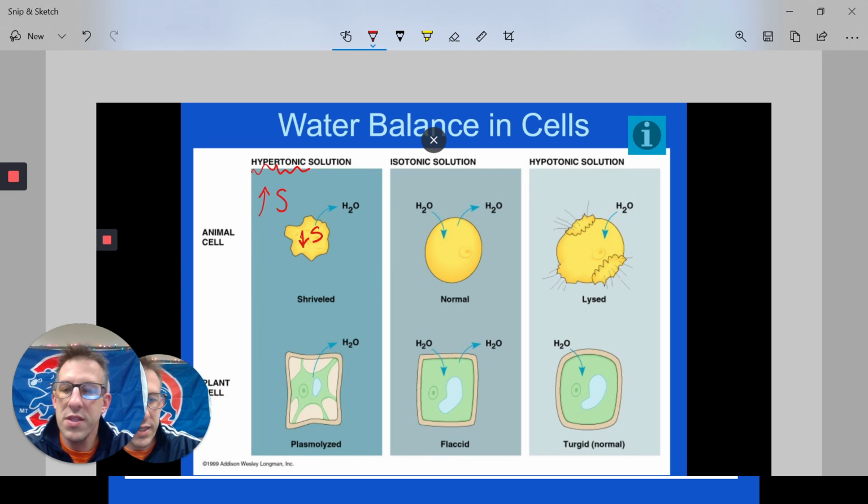Remember, when we use these terms, they are in relation to something else, and the thing they're in relation to in this picture is the cell. And the same thing with the plant cell. There's less solute in here.